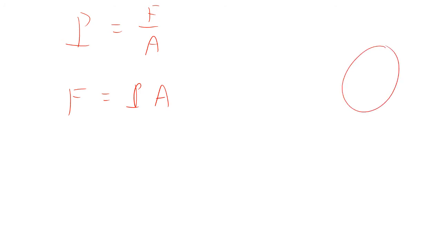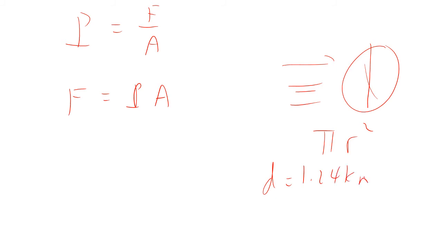So we've got this asteroid here. It's a spherical asteroid and the light's hitting it, so we want the cross-sectional area. The cross-sectional area is pi r squared. We know the diameter was 1.24 kilometers, so r is going to be 0.62 kilometers. So the force is going to be the pressure times pi r squared.